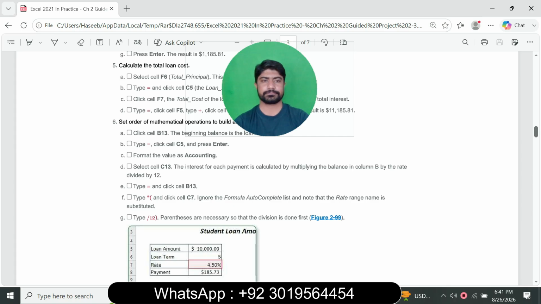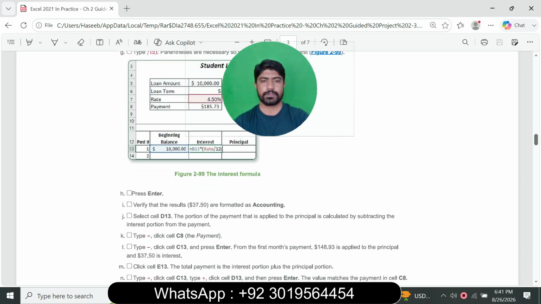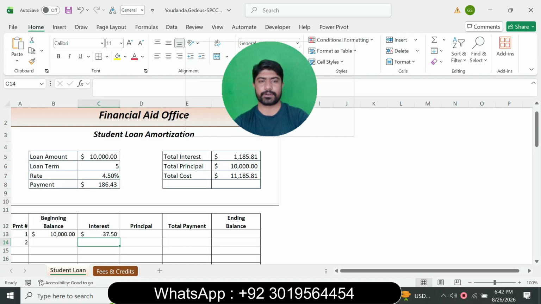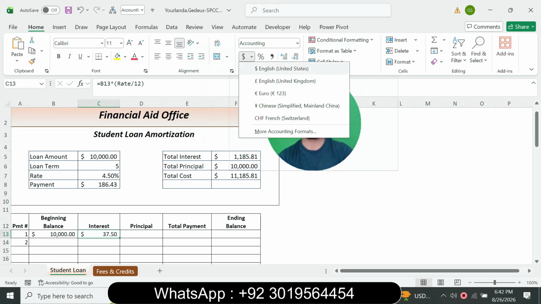So next, press enter and verify that the result is 37.50. Apply the accounting number format.